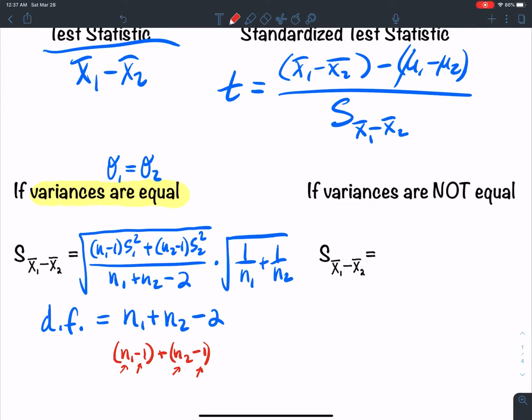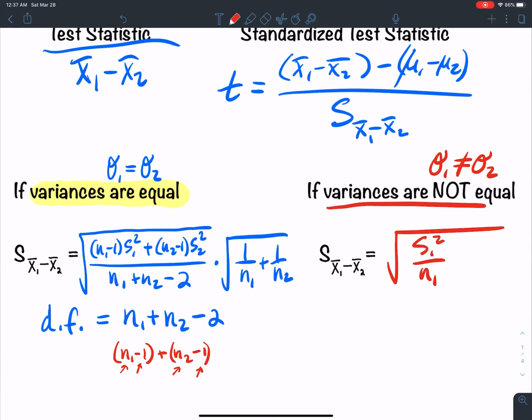Now the second one, if the variances are not equal, so sigma 1 is assumed to be not equal to sigma 2. So at the very end of the problem, typically, they're going to have this part here, okay? If that's the case, then all we do is s1 squared over n1 plus s2 squared over n2. This looks very similar to the last section, except for instead of sigma, I have s here, okay?